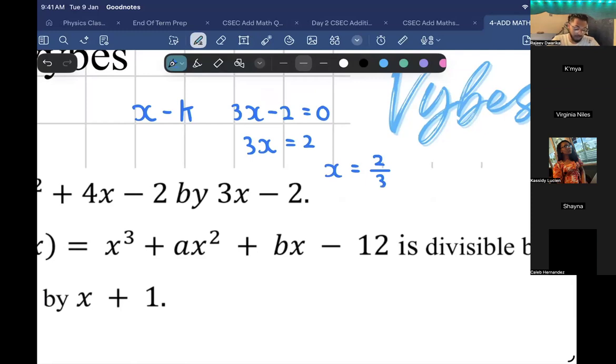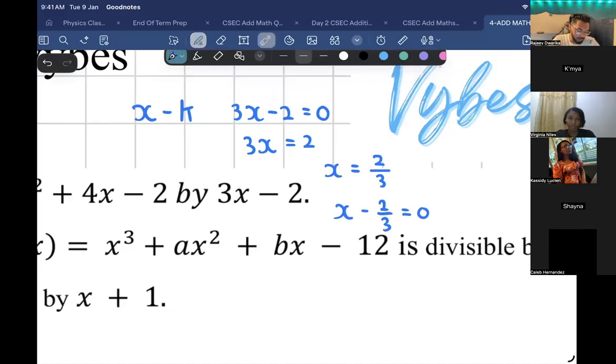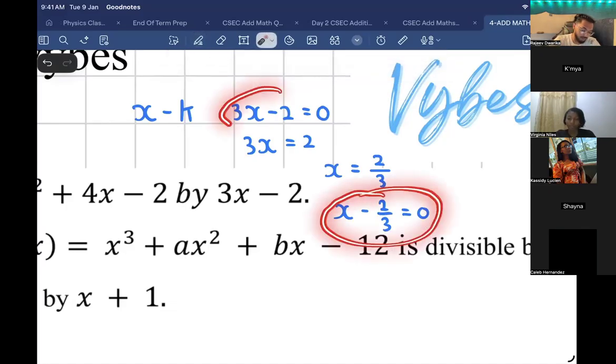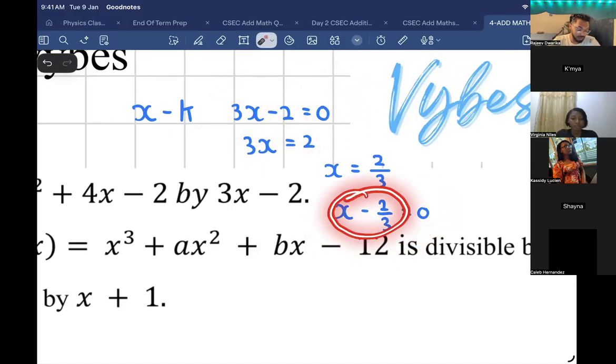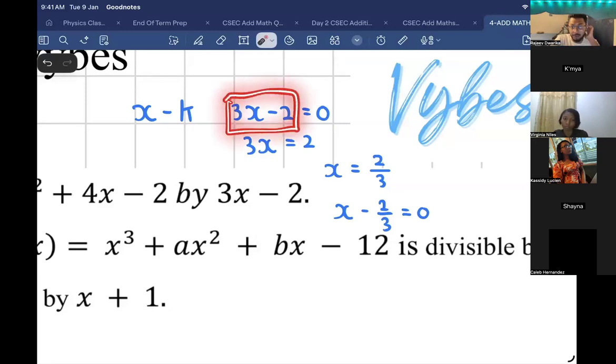Now, let me explain something. If you were to take 2 over 3 and bring it across, you're going to get x minus 2 over 3 is equal to 0. But I want you all to pay attention to something. Is this the original thing we had? Did we start off with x minus 2 over 3? What did we have at the start? 3x minus 2. Good, 3x minus 2.